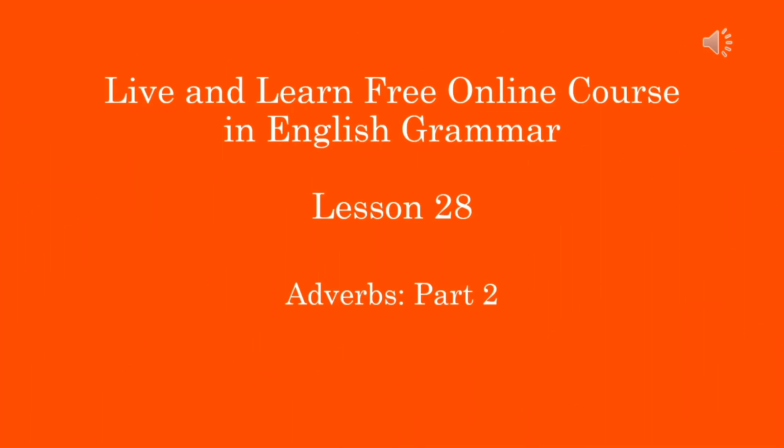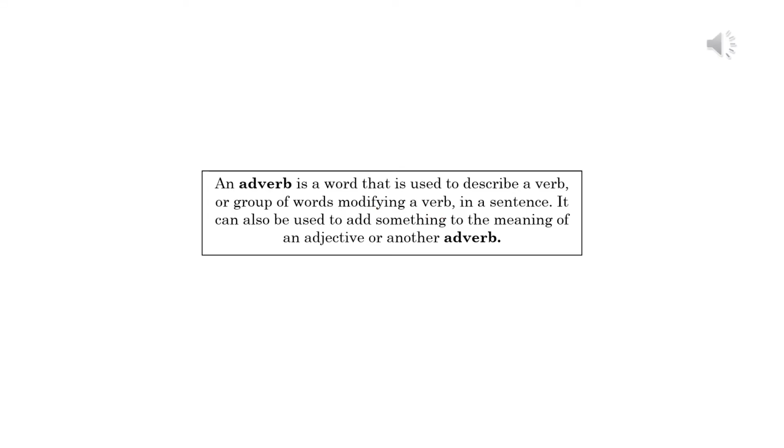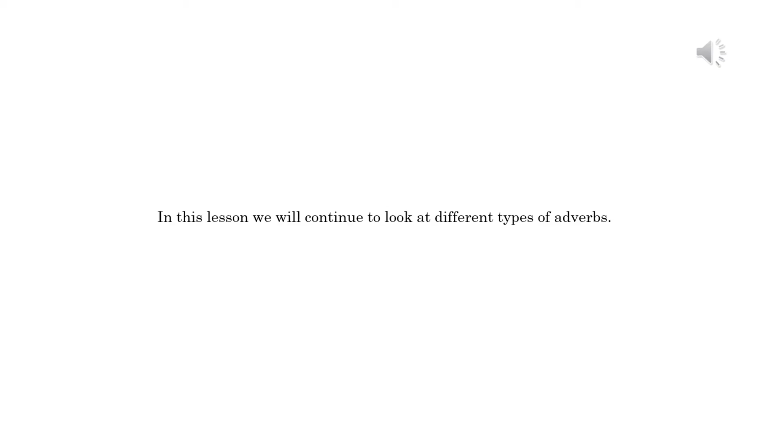Live and Learn free online course in English grammar. Lesson 28. Adverbs, Part 2. An adverb is a word that is used to describe a verb or a group of words modifying a verb in a sentence. It can also be used to add something to the meaning of an adjective or another adverb. In this lesson, we will continue to look at different types of adverbs.